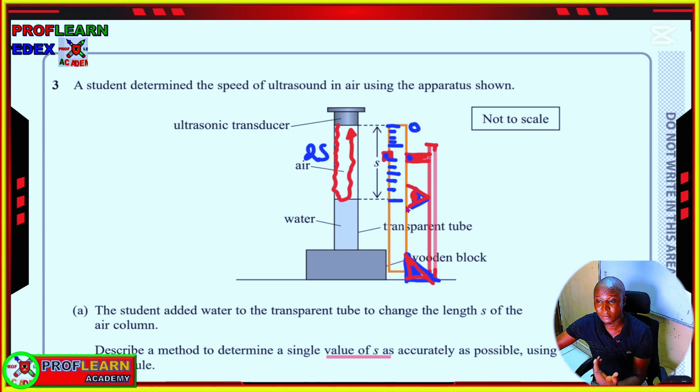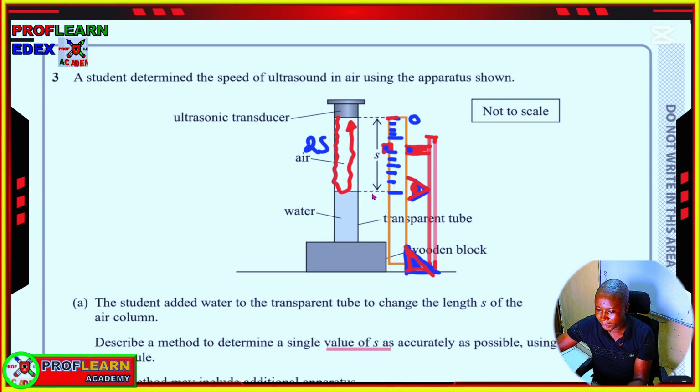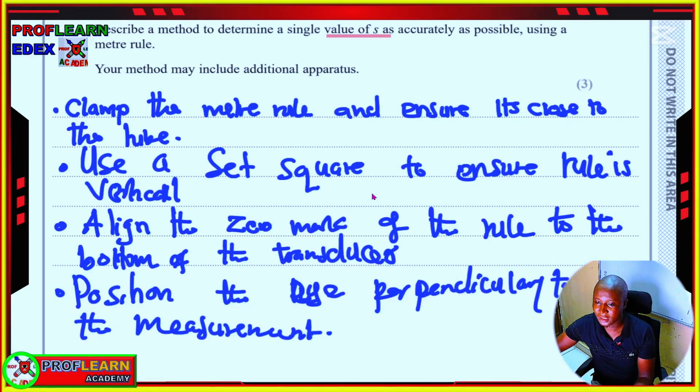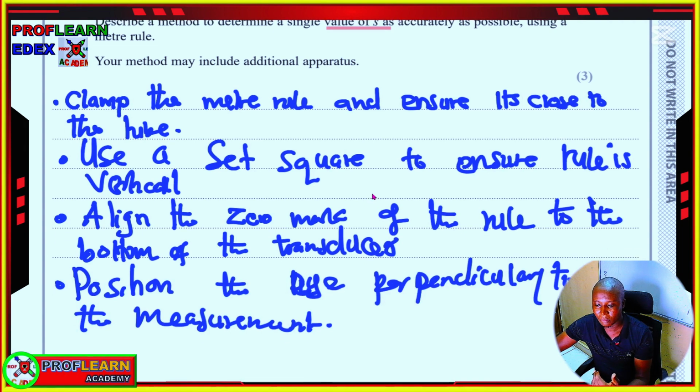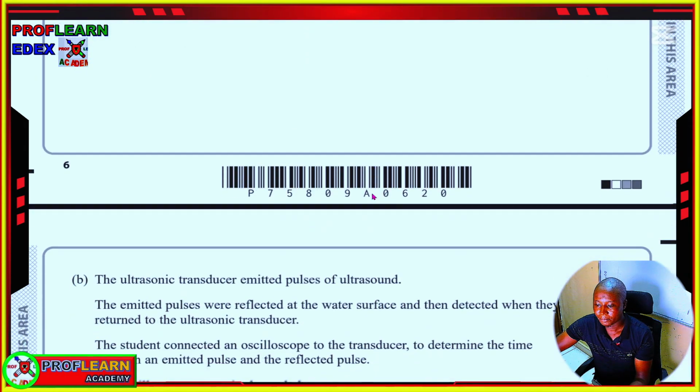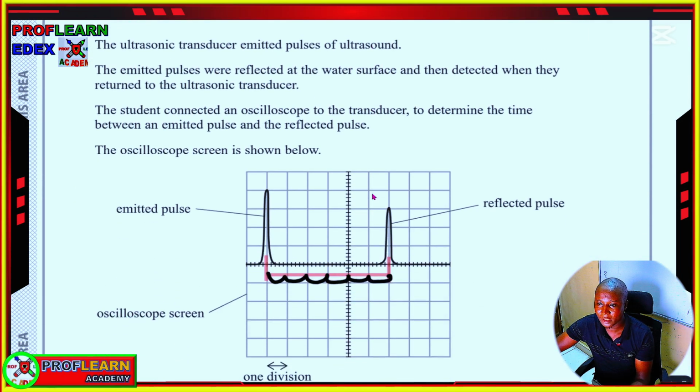So whenever you're using a meter rule, for accuracy, you have to read properly to avoid the error of parallax. And the zero mark of the meter rule should coincide with the lower part of the transducer so that you can take the measurement. So these are the steps you need to follow: clamp the meter rule, use a set square to ensure that the meter rule is vertical, align the zero mark, and then position your eye perpendicularly to measure the measurement.